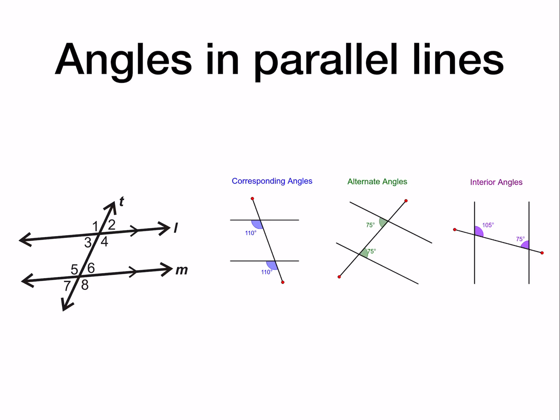If we look at our numbers to the left, you can see how, say, numbers 1 and 5 would be corresponding angles, 2 and 6 would be corresponding angles, 4 and 8, or 7 and 3. You can also see how 3 and 6 would be alternate angles, 4 and 5 would be alternate angles, and then interior angles, 3 and 5 adding to 180, or 4 and 6.